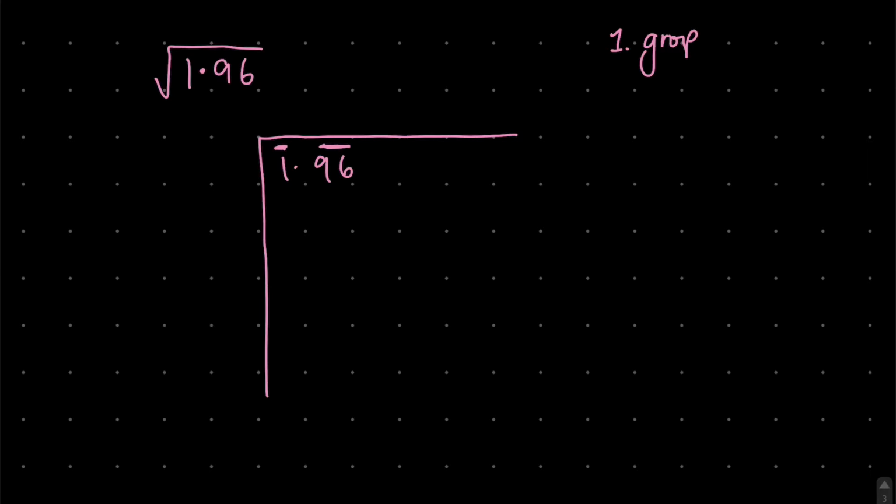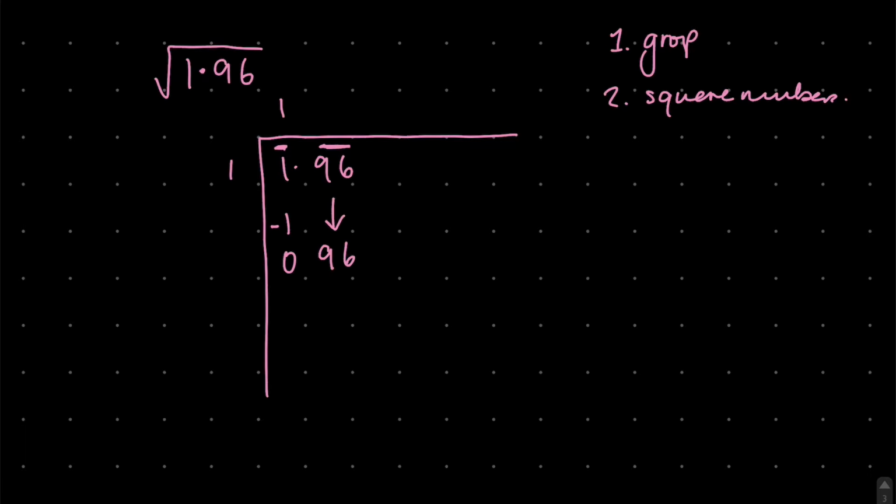So now we need to find the value of our square numbers. We need to find the square number that goes into 1. Well, that's easy. It's just 1 squared. So 1 squared is 1, so put 1 there. And now we need to subtract them. So 1 minus 1 is 0. And then you bring 9, 6 down, bring that whole thing down.